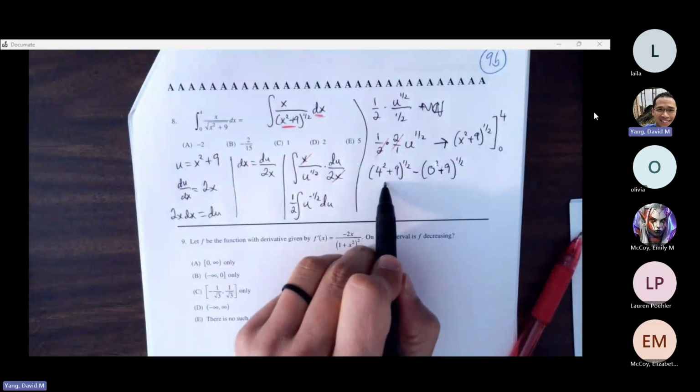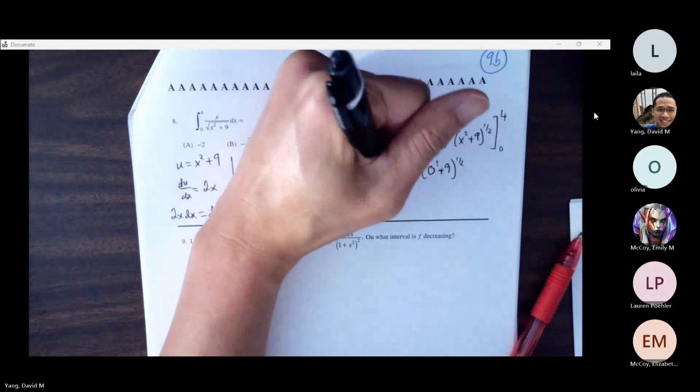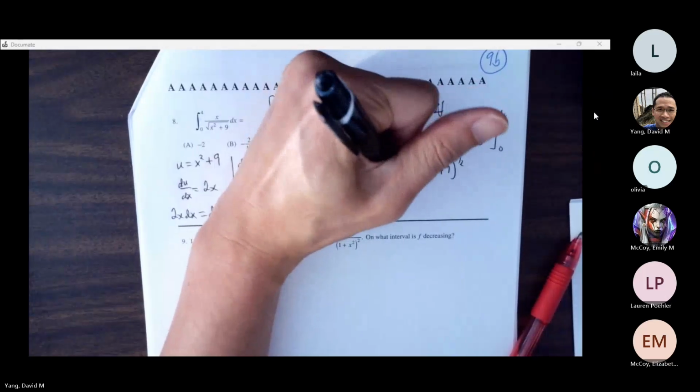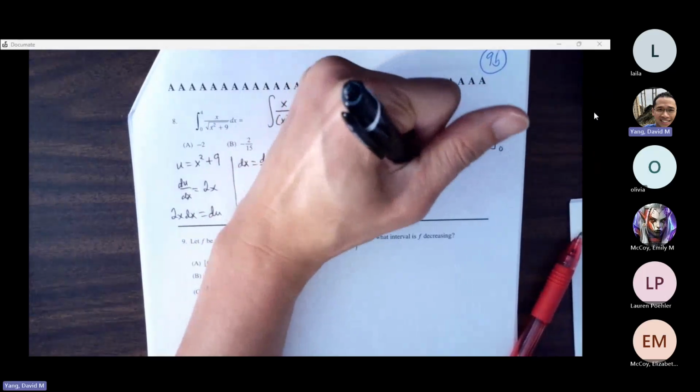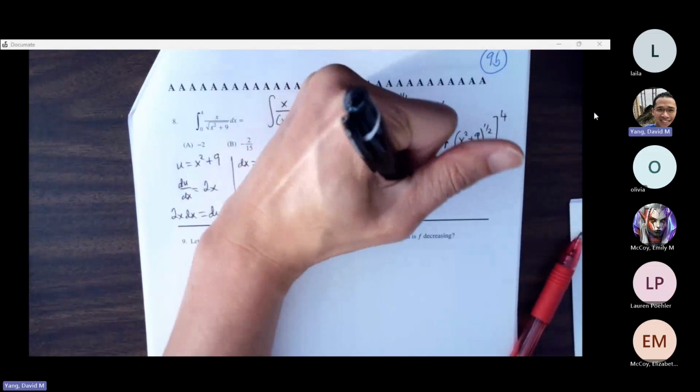Okay, so 4 squared plus 9, that's 16 plus 9, root 25. Minus root 9. So that gets us 5 minus 3, which is 2.